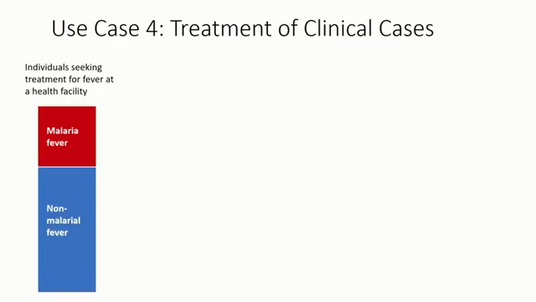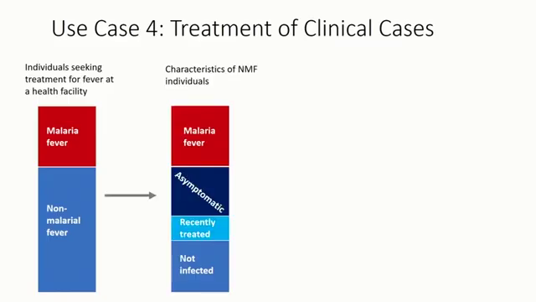And if we look at these non-malarial fevers in slightly more detail, we can actually split them up into different groups. So in a moderate to high transmission setting, you might expect quite a large proportion of them to have asymptomatic malaria, but malaria not being the primary cause of their fever. You'd also expect some of these individuals to have been recently treated, so still being HRP2 positive, and also you'd expect some of these people to just not be infected.